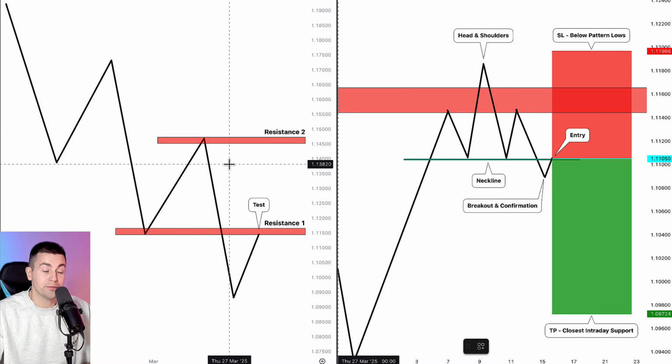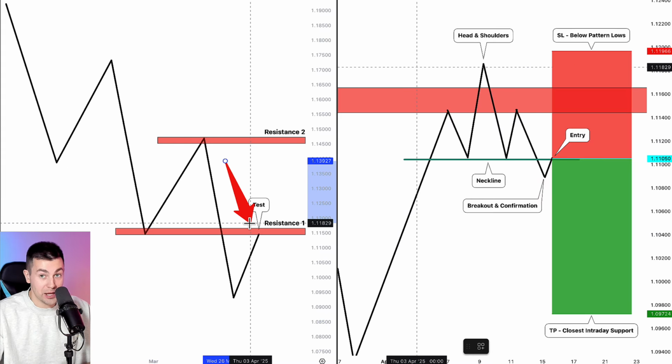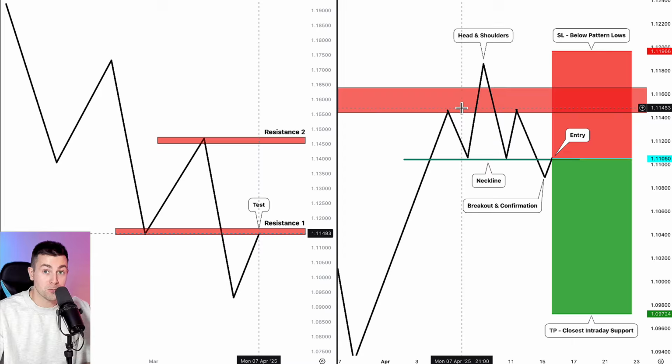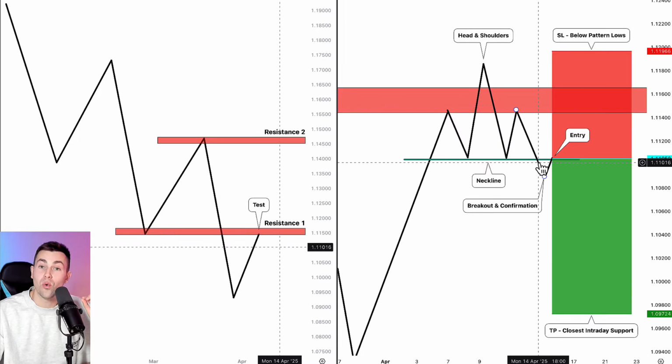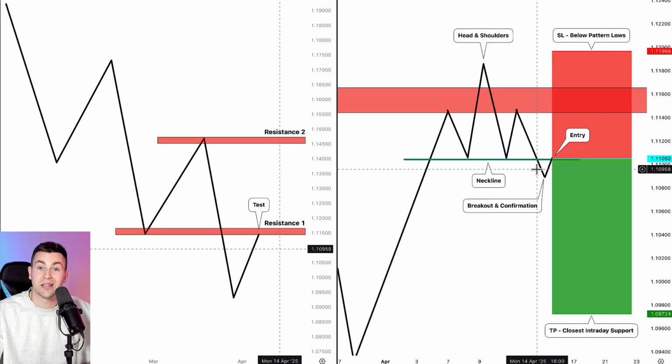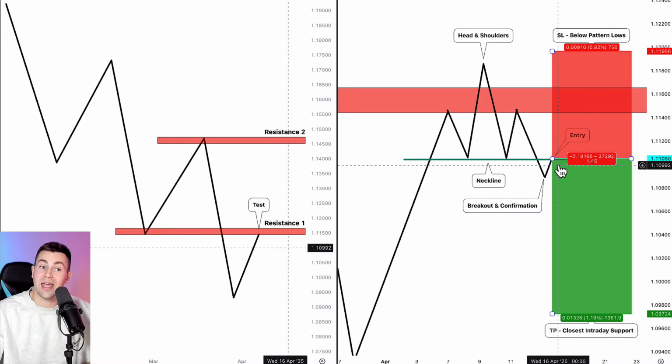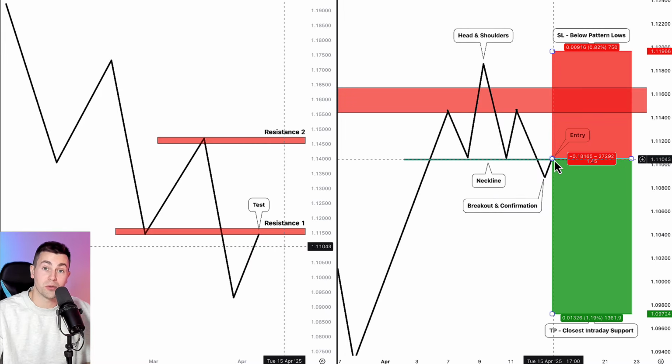On a daily time frame, we'll wait for a test of one of the resistances that we spot. Then on an hourly time frame, we look for a bearish price action pattern. In that example, we have a head and shoulders pattern, and our trigger, our confirmation, is the breakout and an hourly candle close below its horizontal neckline. Then we set our sell limit order on a retest of the broken neckline. There will be our entry for the trade.